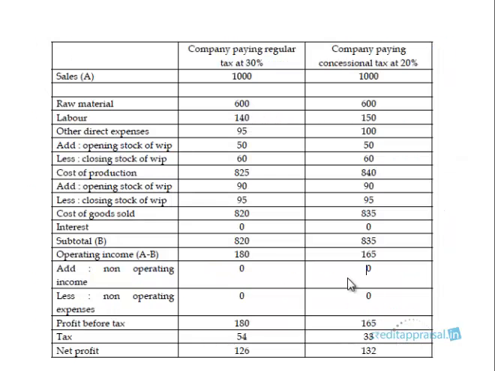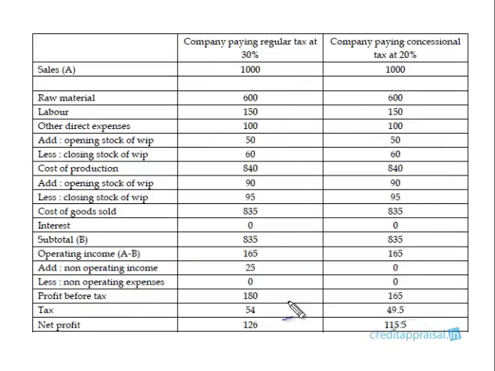Let us go one more step back. Now take a look at this table. These two companies have earned operating income at the same level. Starting from turnover, every item is the same till the operating income. Now this company has earned a higher non-operating income and thereby ended up having a higher profit.